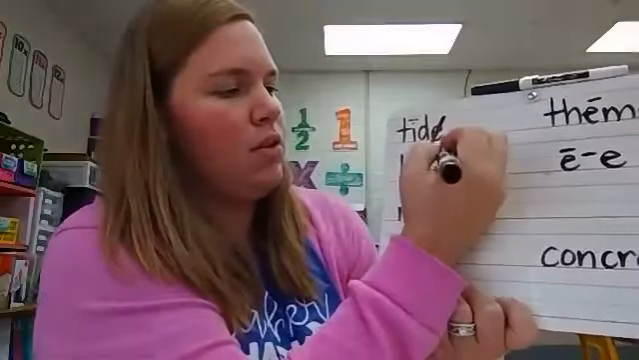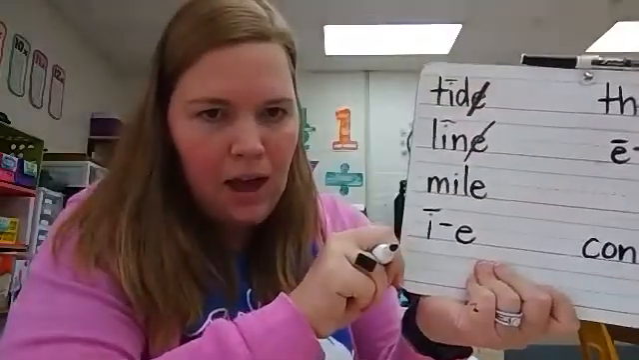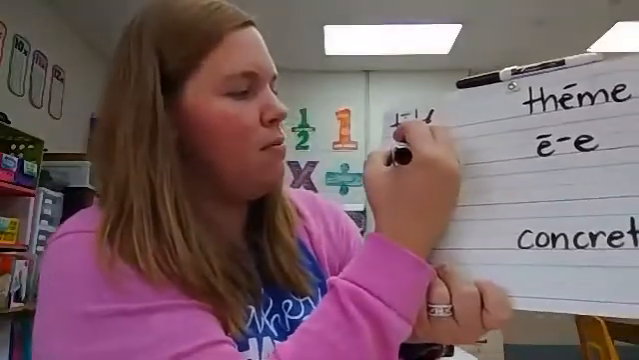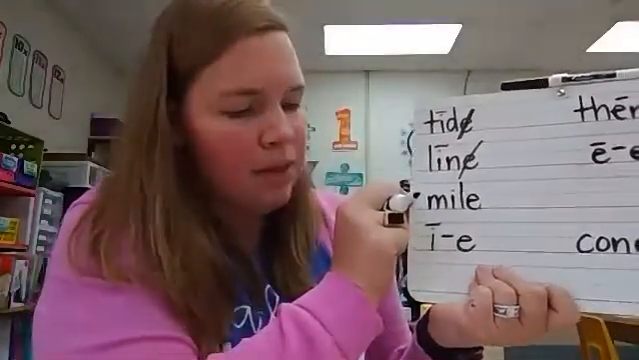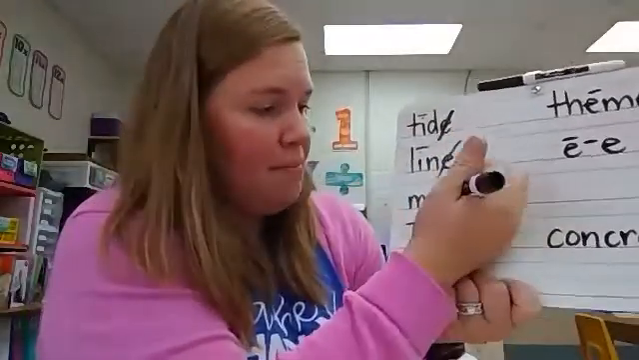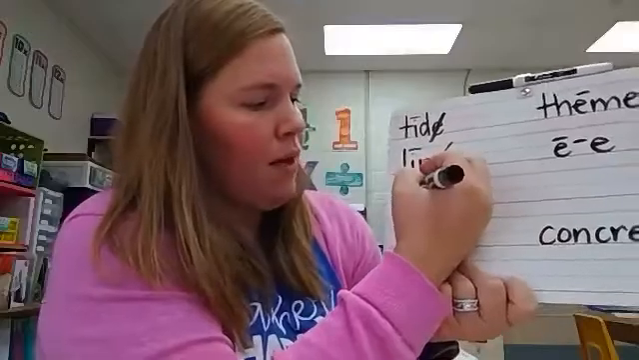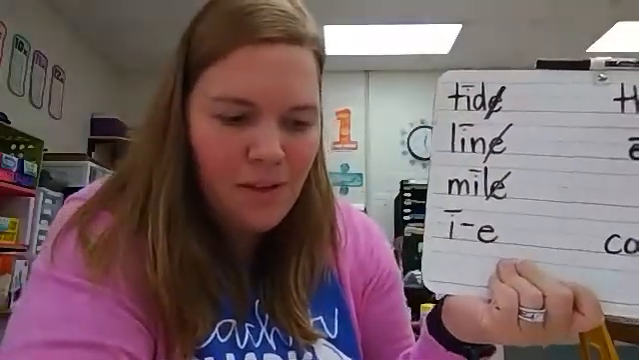Line. We need to cross out that sneaky E and put a macron above the I. Sorry, that was a little shaky. Here we go. And what about the word mile? Sneaky E. Long I consonant E, mile. Very good.